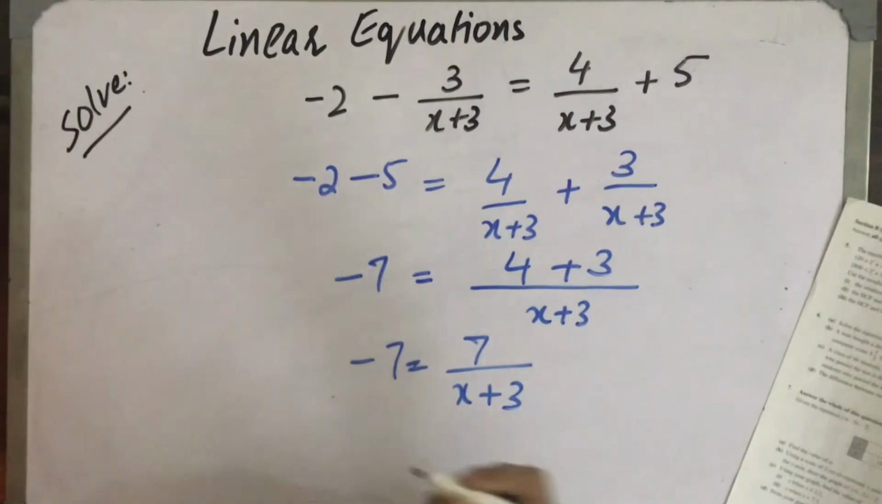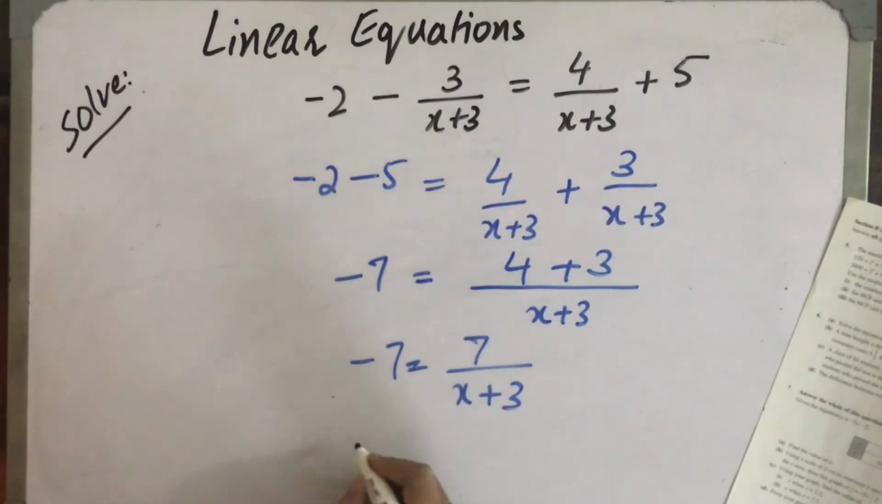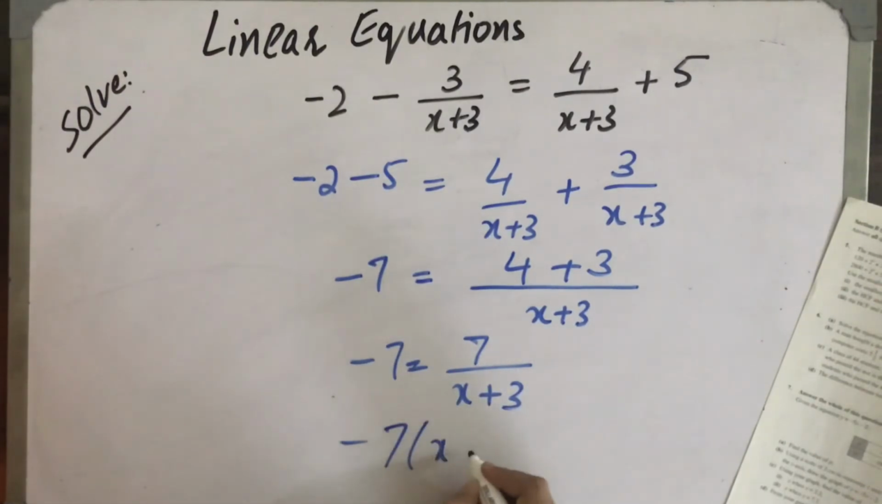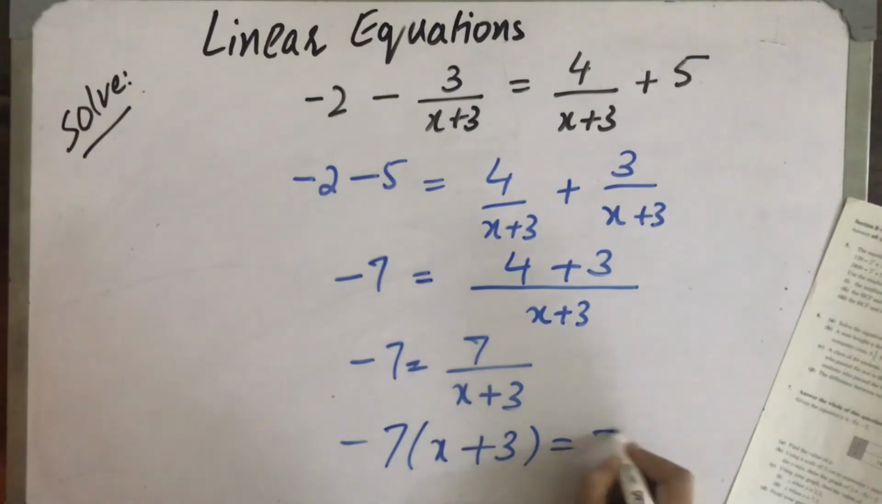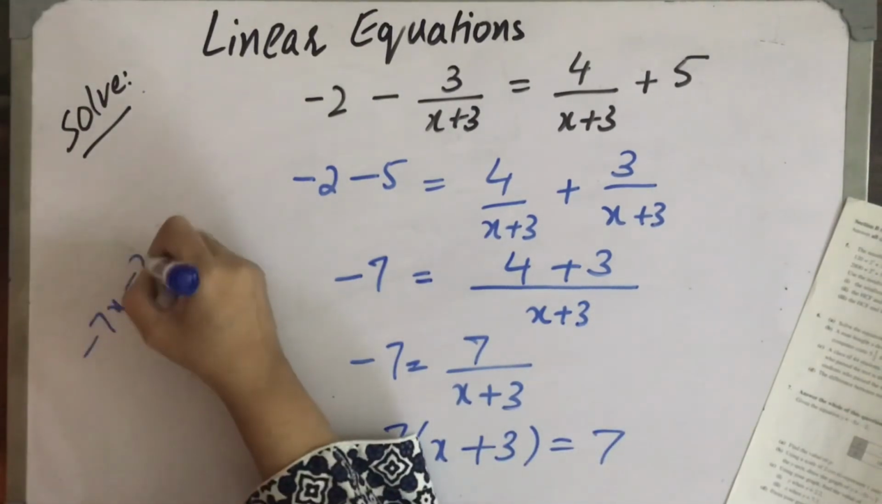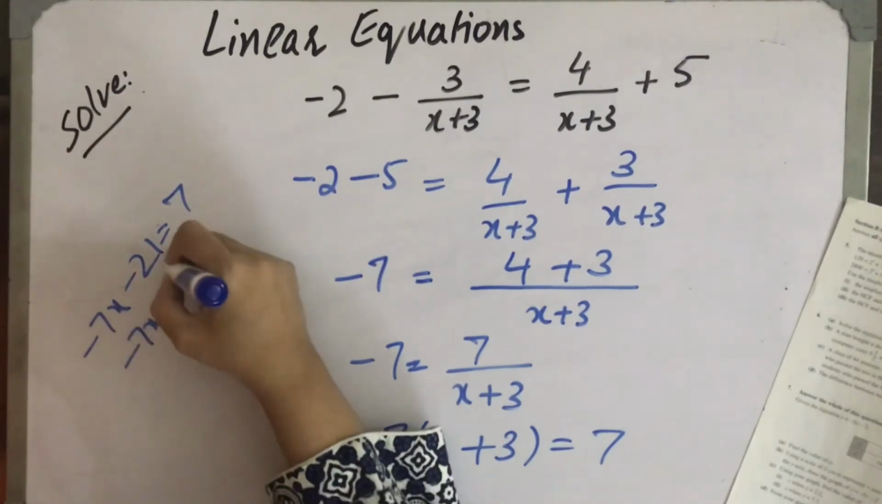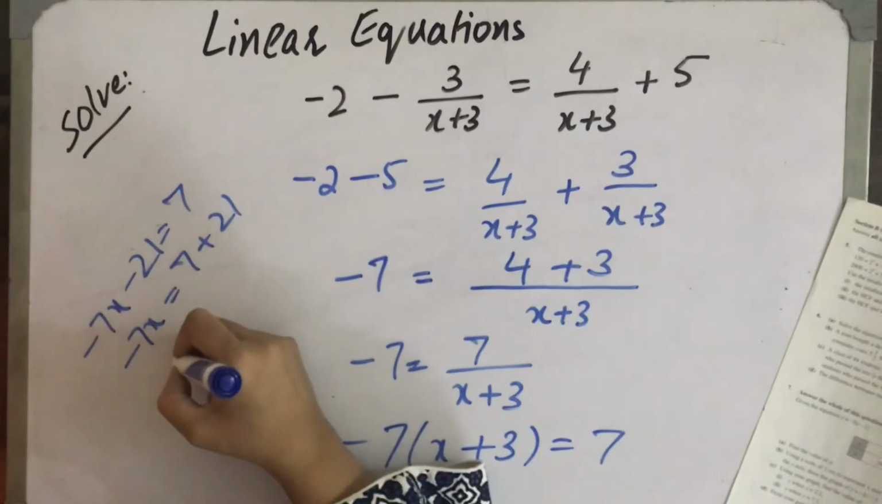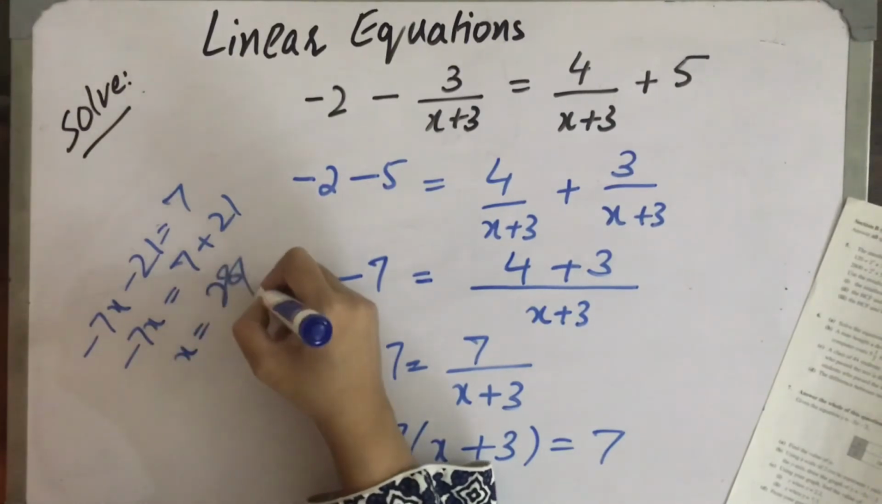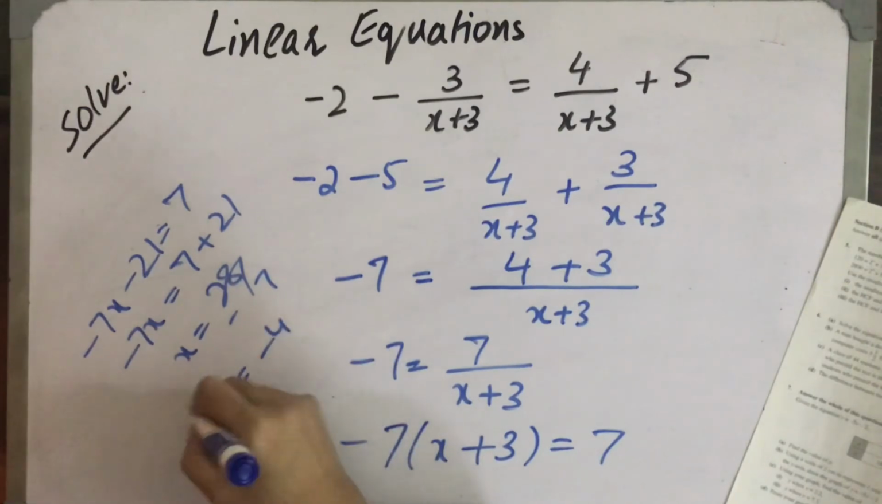I shall put 1 here if I have to do cross multiplication, otherwise I shall just take this term x plus 3 to the other side and multiply it with minus 7. When I open it, it will be minus 7x minus 21 equals 7. I shall take this 21 to the other side, it will be positive. I shall have 28 over 7 negative on the other side. My answer will be negative 4.